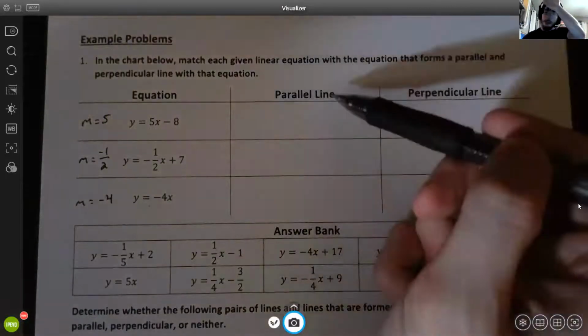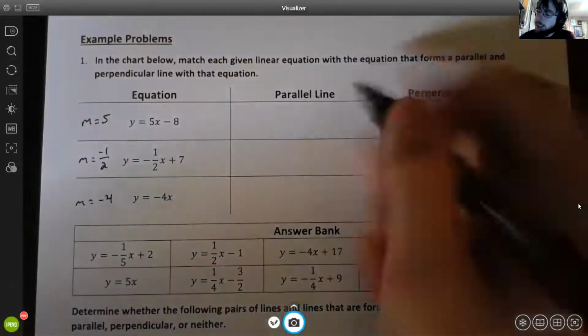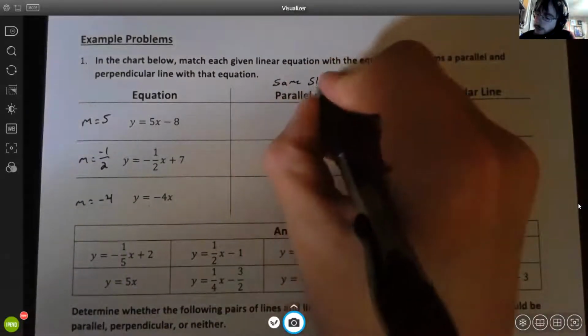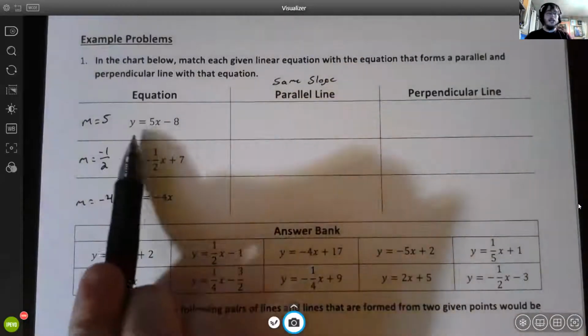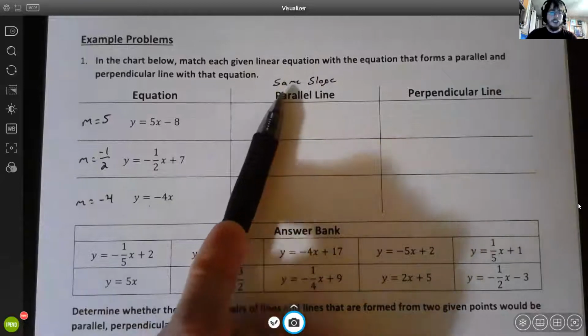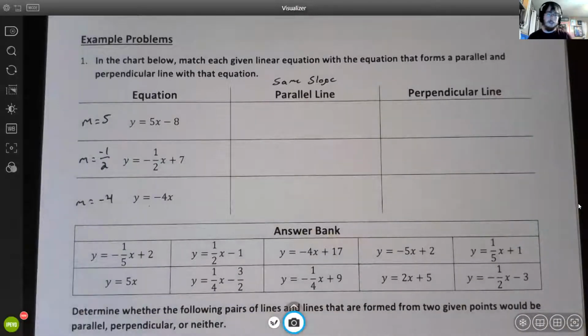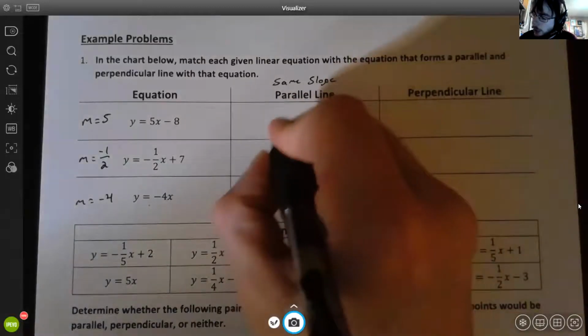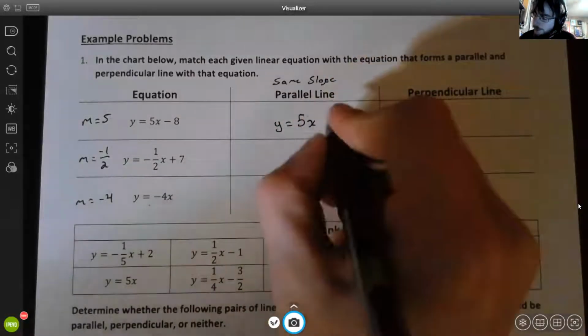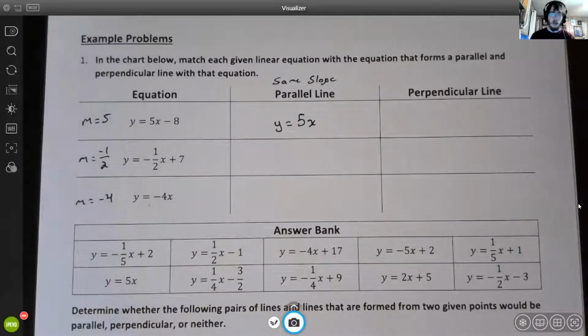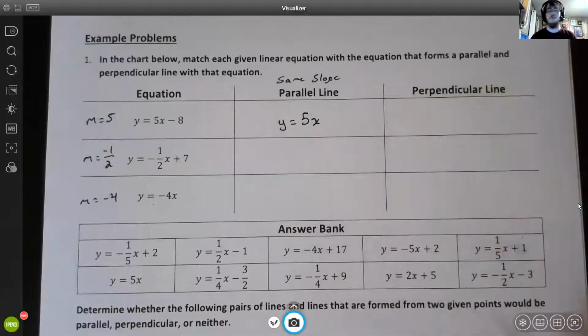If we're wanting to find the parallel line, we need to find the line that has the exact same slope. So for y equals 5x minus 8, the equation that's parallel needs to have a slope of 5 as well. Do you see any that have a slope of 5? You should see that it's y equals 5x. That would be our parallel line. All right, so try the next two parallel lines. Pause the video, come back and check your answers.